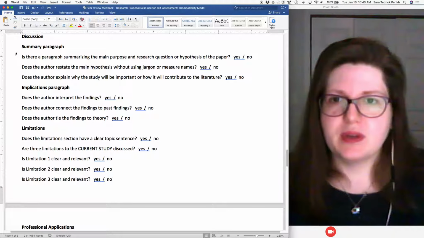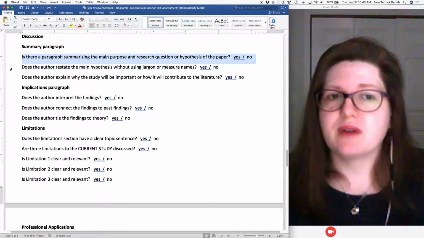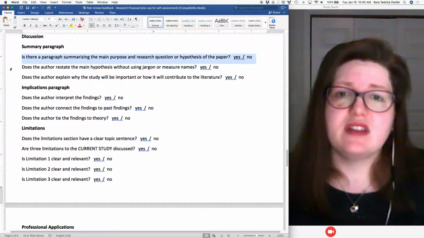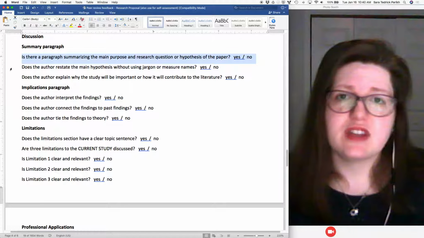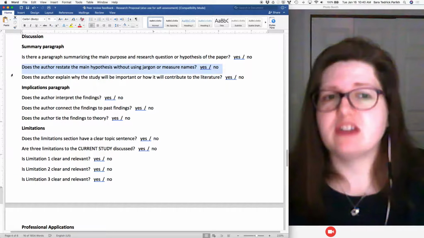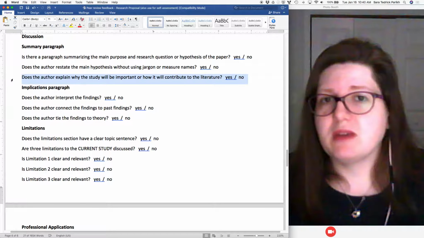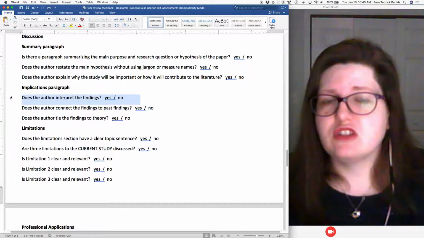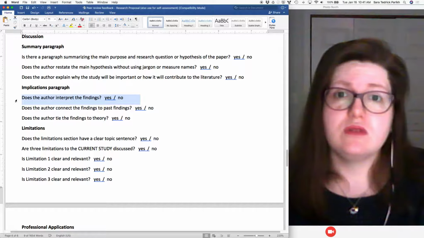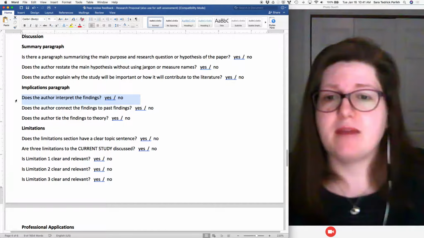All right. Discussion. So summary paragraph, is there a paragraph summarizing the main purpose and research questions or hypothesis of the paper? Remember, this needs to be updated to reflect that now you're talking about a research question. Actually, your entire discussion section needs to be updated. Do you restate the main hypothesis without using jargon or measure names? So again, you don't use specific measure names yet. Do you explain why it'll be important or how it'll contribute? Implications, you interpret the findings. And I know that these are really big, broad questions. Go to the templates, go to the outline to get a better idea what's supposed to happen there.